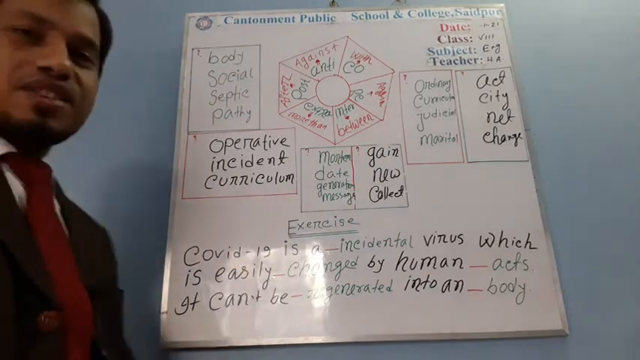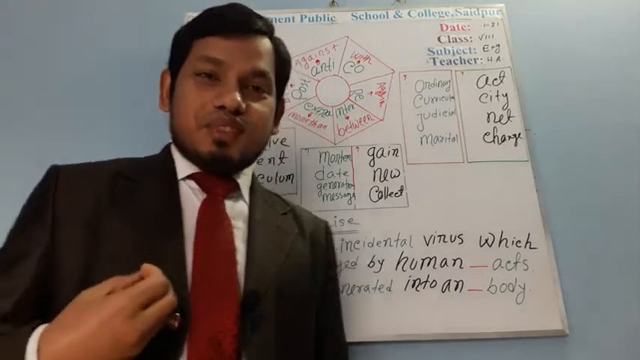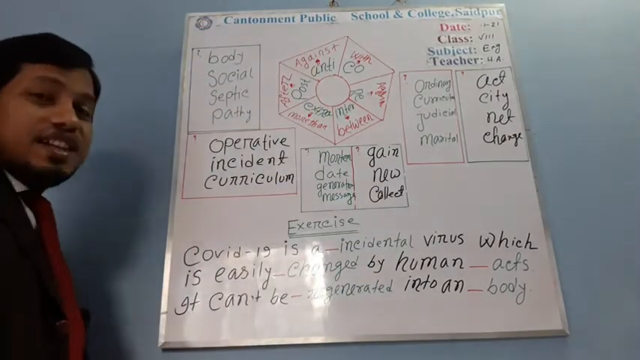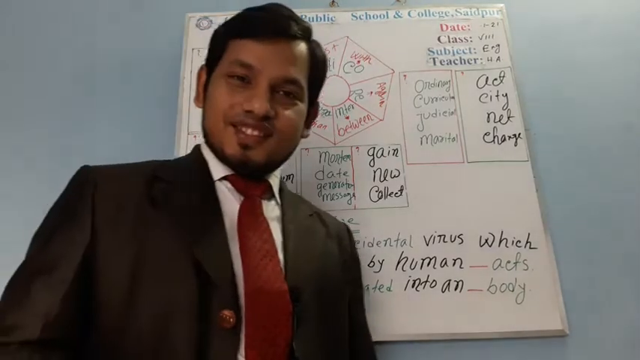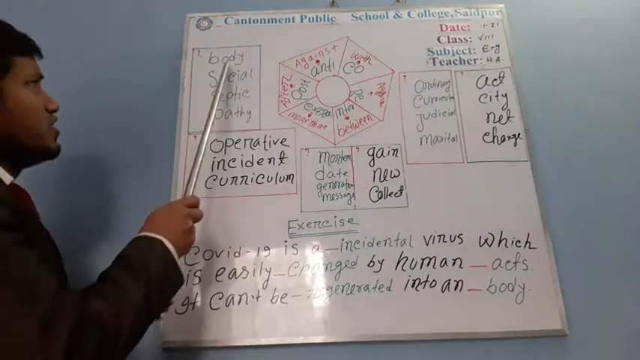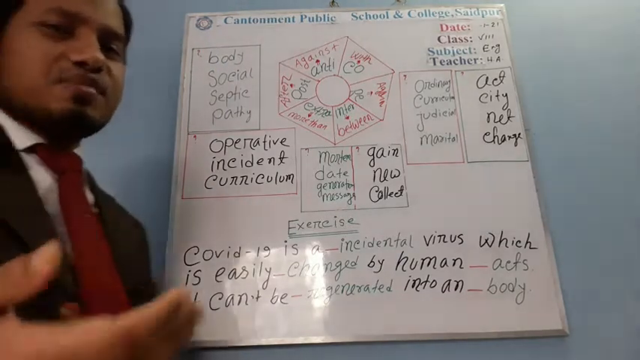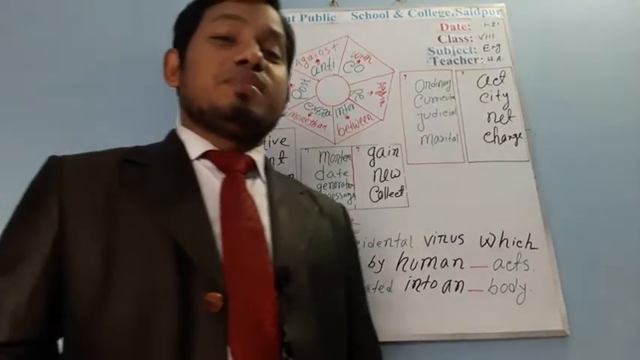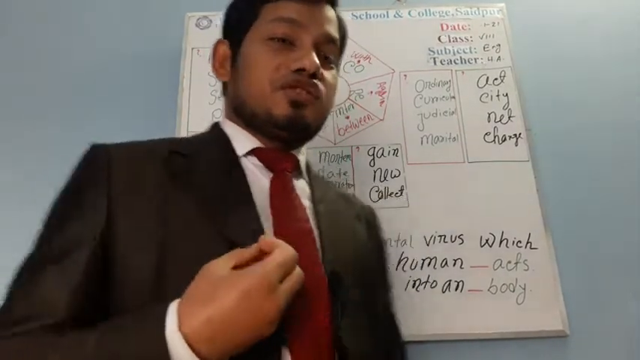Learners, here you can see anti, body. If you say antibody, do you have antibody? Yes. Sometimes we can say antibiotic, antisocial. Here, antibody means something against body. Antibody means some virus cannot harm your body if you have antibody power and strength.